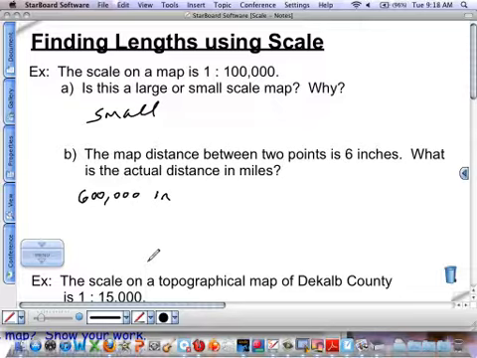How can I figure out how many feet that is? No. How many inches in a foot? 12. So if I have 600,000 inches, how many feet is that? How would I figure that out? Divided by 12. So we're going to take 600,000. Hopefully you guys are taking good notes on this. Divided by 12. And we get 50,000 feet.